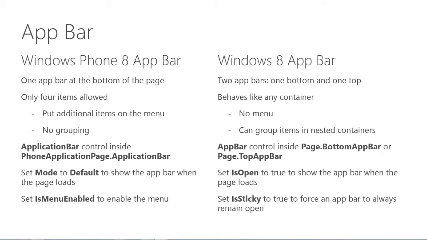So again, Windows Phone 8, there's one app bar at the bottom of the page. Windows 8 has 2 app bars. There's one at the bottom of the page and one at the top of the page. Windows Phone is very restricted and very structured. Every app bar can have up to and no more than 4 items on the app bar. Anything above that would be put on the menu. There's no way for you to group those items. It's very restrictive, right? It's 4 buttons. They're round buttons. You can do whatever you want with those round buttons as long as you're putting 4 round buttons on there.